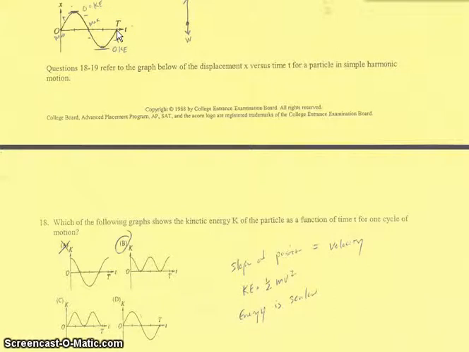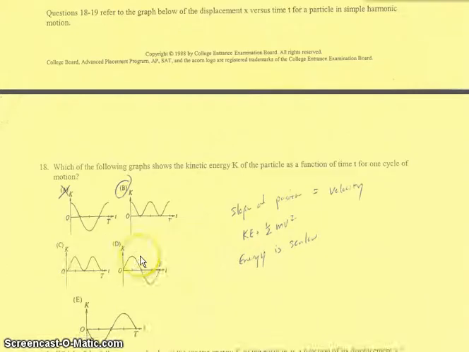Now you have to remember that kinetic energy is always going to be positive because it's a scalar quantity. And when I look at my graphs, I'm looking for 3 points that would represent maximum kinetic energy and 2 points that represent zero kinetic energy. So I have my 2 points with zero and my 3 points with maximum. That's how I got B.